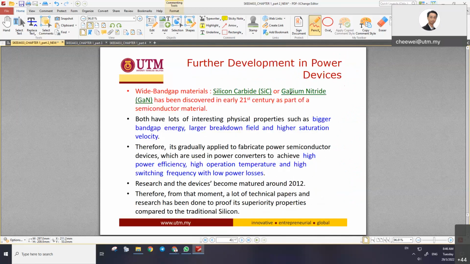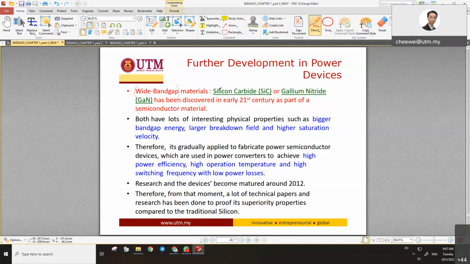Okay, so today we're going to further discuss Chapter 1, Introduction on New Devices. This is the new topic on the development in power semiconductor devices or power switches. What is the new material used to fabricate or manufacture the power devices, or in short, the switch? This is known as wide bandgap material.